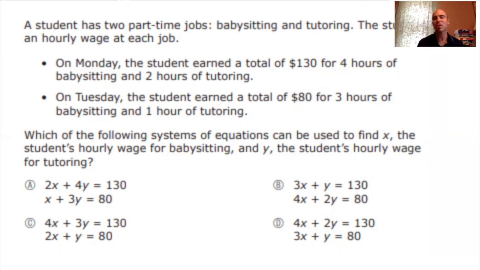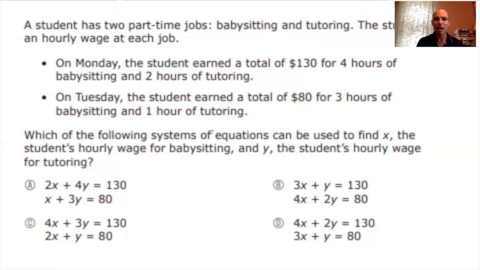On Monday, the student earned a total of $130 for 4 hours of babysitting and 2 hours of tutoring. On Tuesday, the student earned $80 for 3 hours of babysitting and 1 hour of tutoring. Which of the following system equations can be used to find x, the hourly wage for babysitting, and y, the hourly wage for tutoring? Okay, so it's a little tricky because you've got to remember, so what do we say?